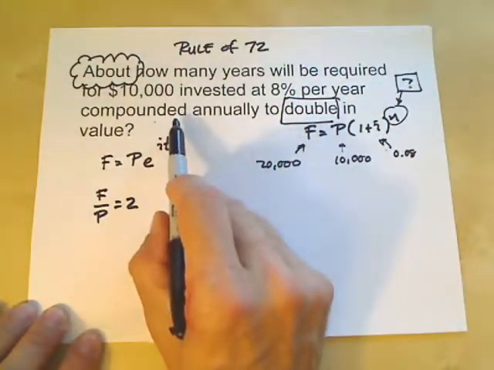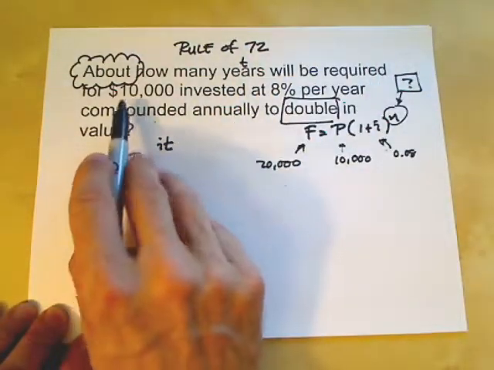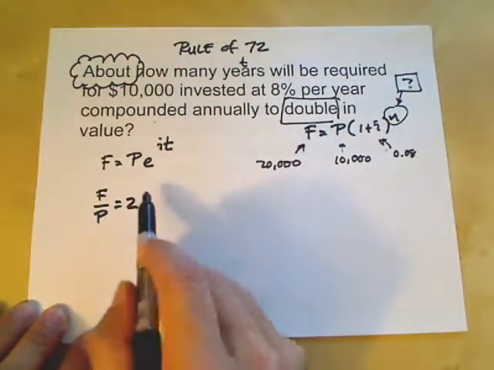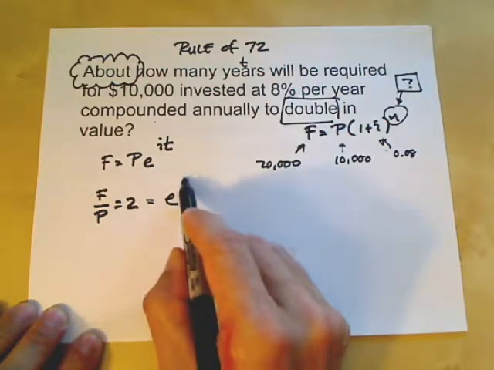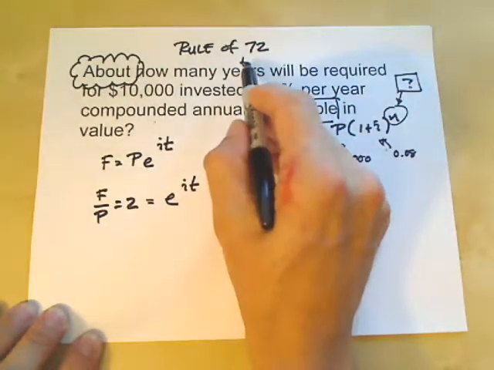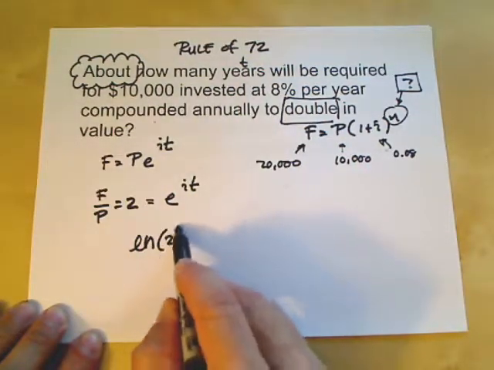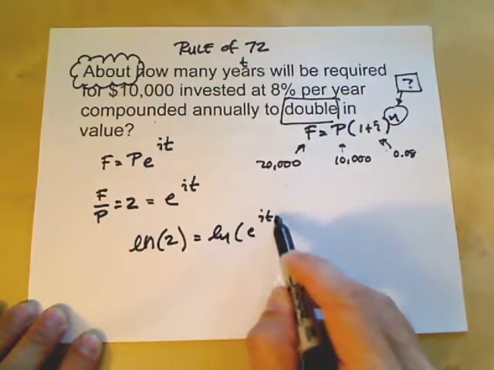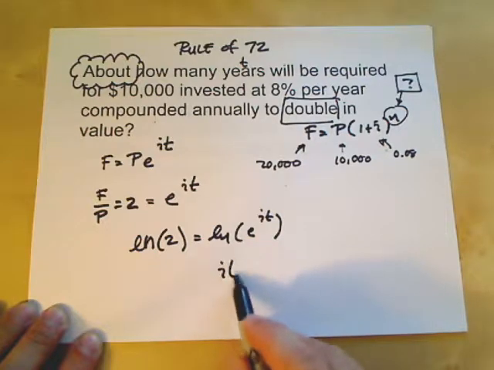How long does it take? How many years, that's T, will be required for $10,000 to double? F over P is going to be 2. We've just divided both sides by P, and that equals e to the IT. We want to solve for T. How many years? So we're going to take the natural log of 2 equals the natural log of e to the IT. And of course, the natural log of e raised to the power is just IT.